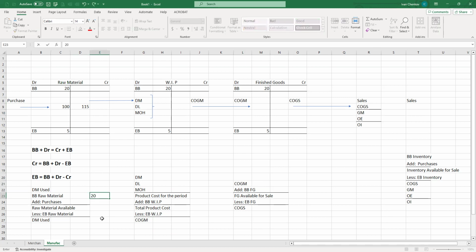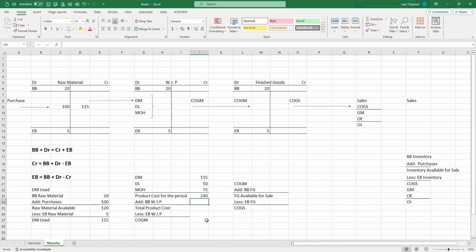So let's do it. Raw material: we have 20. We purchase 100. That gives us a total of 120. Ending balance is 5. So the direct material that we use in this case for our manufacturing will be 150. Now those 150 are going to move here. Then we need direct labor. For direct labor, let's put 50. For manufacturing overhead, let's put 75. So the total amount here is 240. 240 is our product cost for the period.